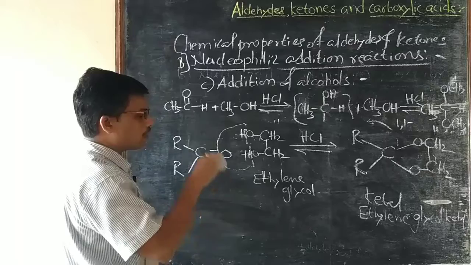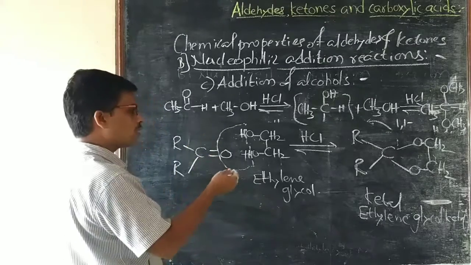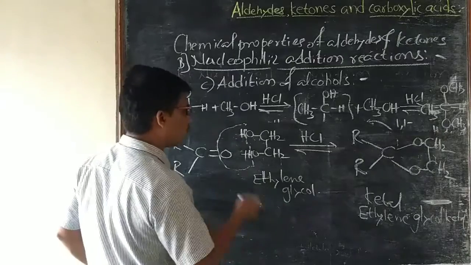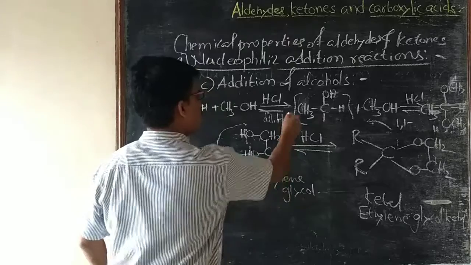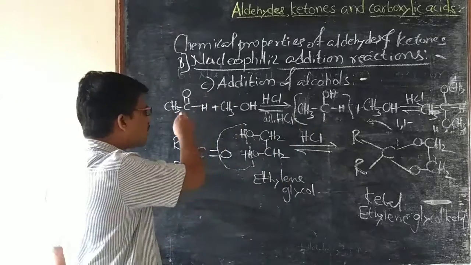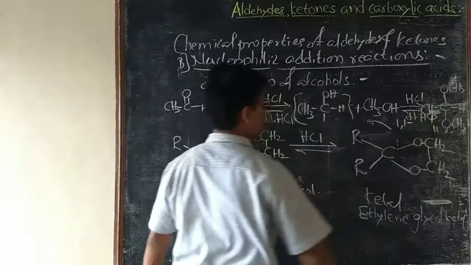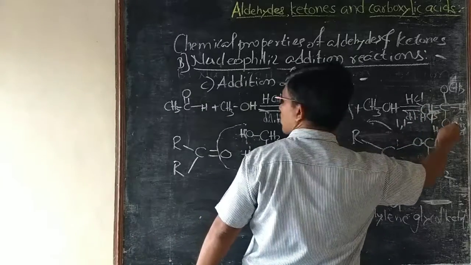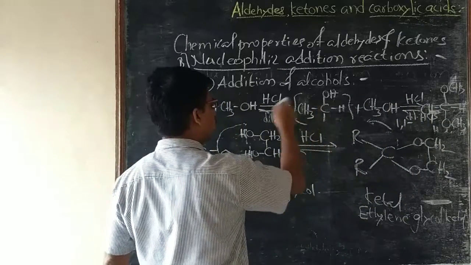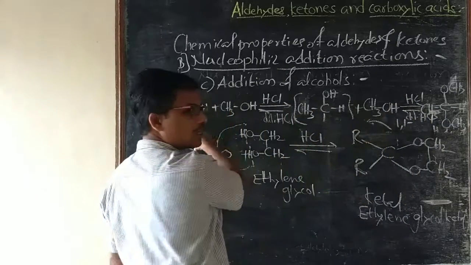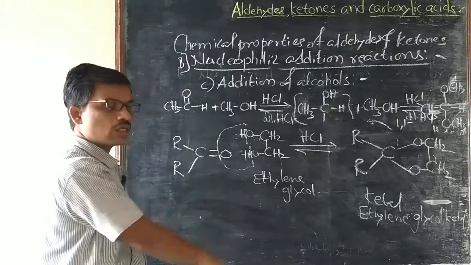The hemiacetals, acetals, hemiketals, ketals formed, they are hydrolyzed by dilute mineral acids, dilute HCl to form their corresponding aldehydes or ketones. That is this acetal or this hemiacetal, it is hydrolyzed by dilute HCl to form their corresponding aldehydes or corresponding ketones respectively.